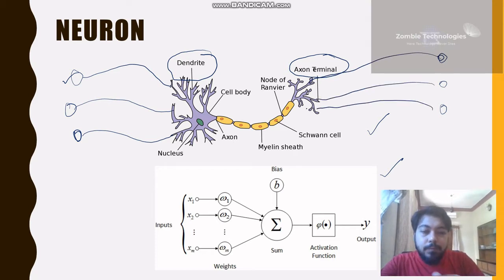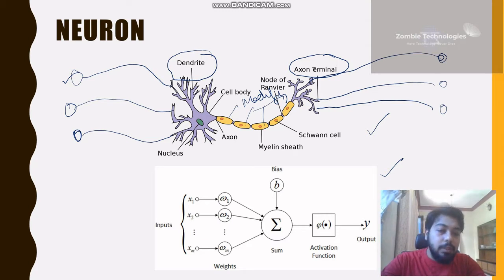The signal from the upstream neuron is passed to the downstream neuron via this particular neuron, and on its way the myelin sheaths will modify the data coming from the upstream neuron before it passes to the downstream neuron. On the whole, this is how the biological neuron works. The same intuition has been derived in the artificial neuron.